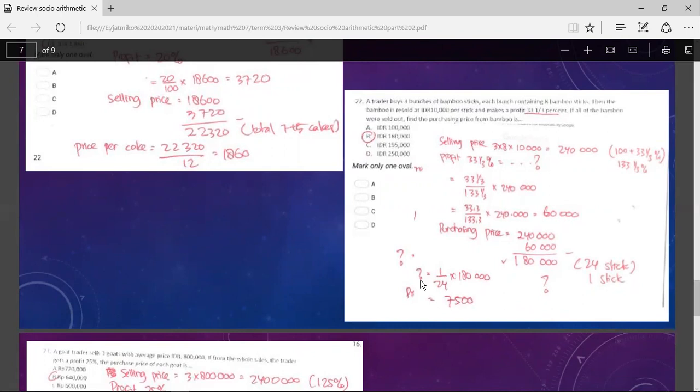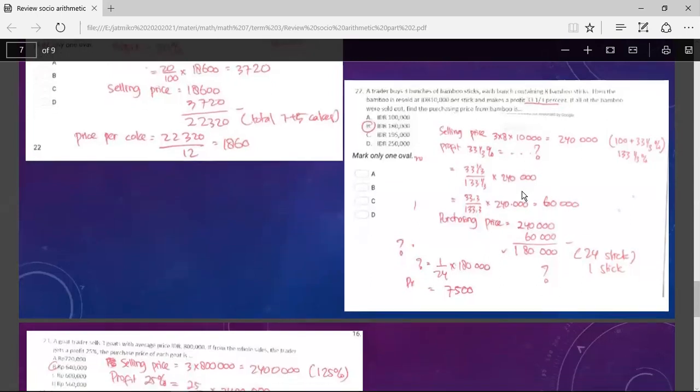And then each stick is sold for 10,000. It means this is the selling price, be careful, the selling price, that is not the purchasing price, because it's sold. So 3 times 8, or 24, times 10,000, that is 240,000. And then the profit is 33 1/3%.